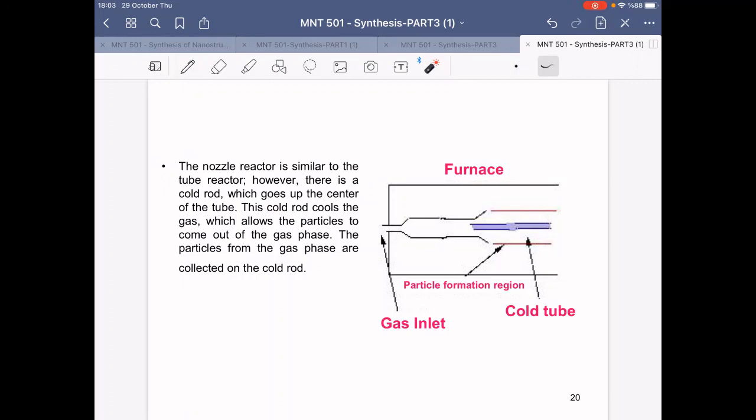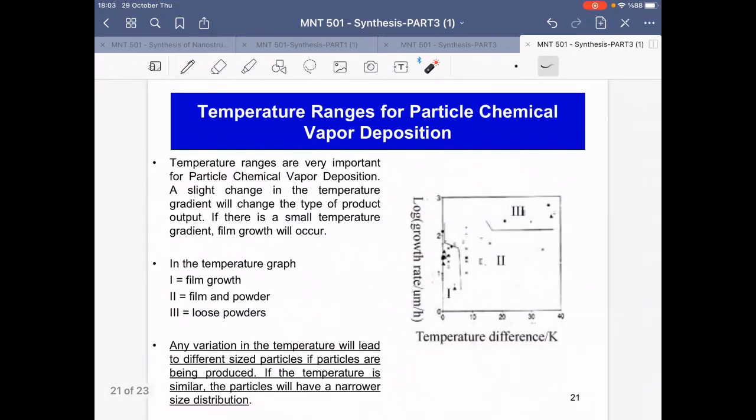Okay, you use not that, but maybe a cold tube, and then it changes the name of the process. It all depends on what you want to obtain. Do you want to make quantum dots, or nanowires, or thin films? You pick your method accordingly. Okay, the temperature profile is important. That's what we had already talked about. Any variation in the temperature will lead to different sized particles. If the temperature is similar, the particles will have a narrower size distribution, which, as nanotechnology people, is an important factor for us.